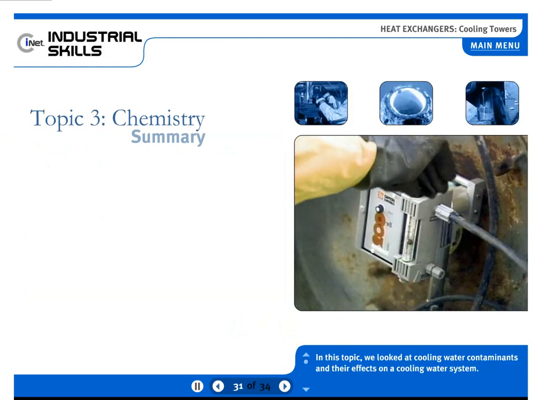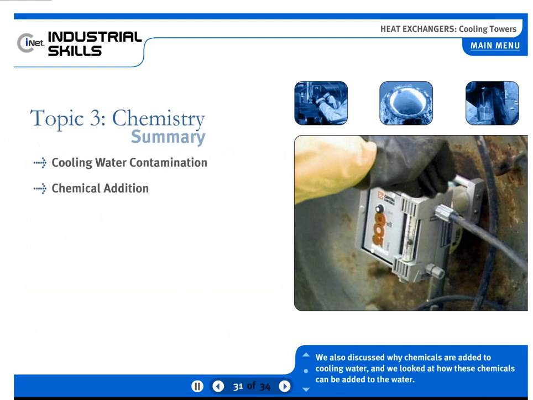In this topic, we looked at cooling water contaminants and their effects on a cooling water system. We also discussed why chemicals are added to cooling water, and we looked at how these chemicals can be added to the water. Now let's try some practice questions on this material.